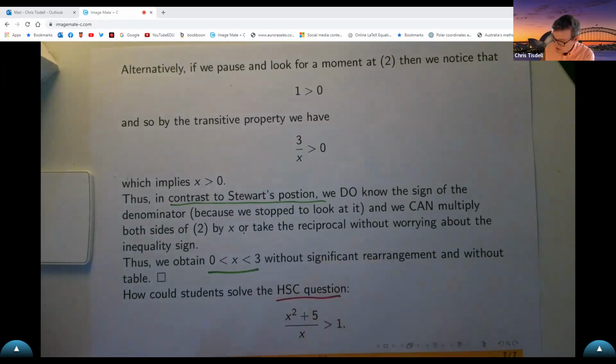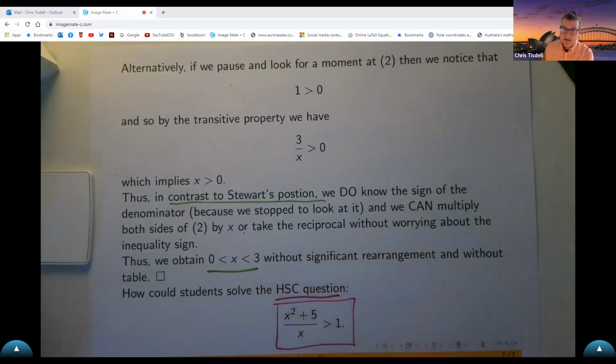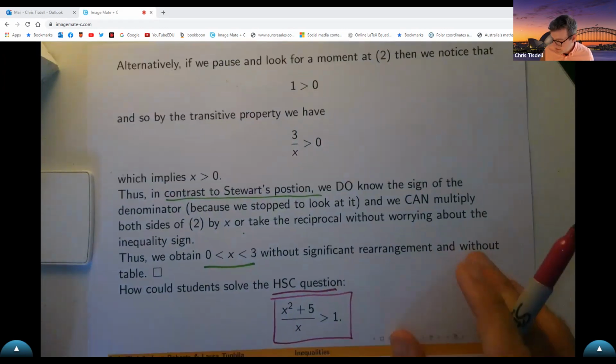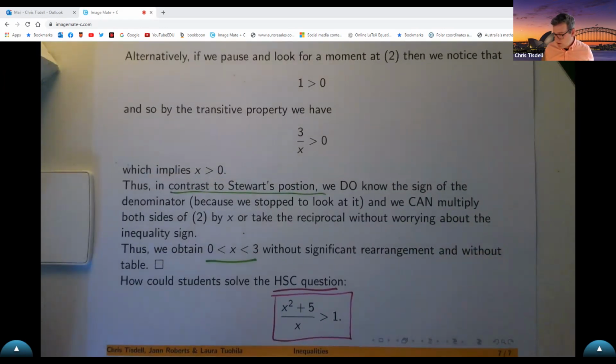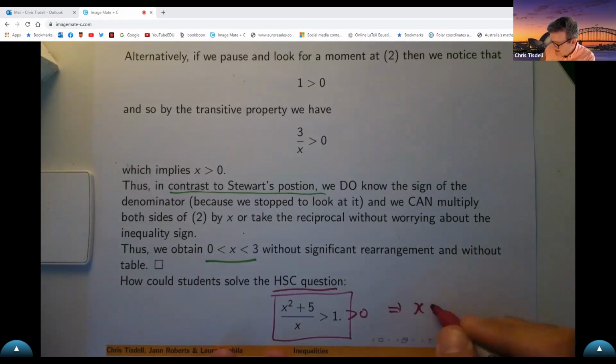I went through lots of old HSC exams, right? Here's another example. Okay, this one's a little bit different. But again, you can probably see what's going to happen. Well, 1's greater than 0, so this has got to be greater than 0. The numerator is positive, so the denominator's got to be positive. So we know that x is greater than 1.